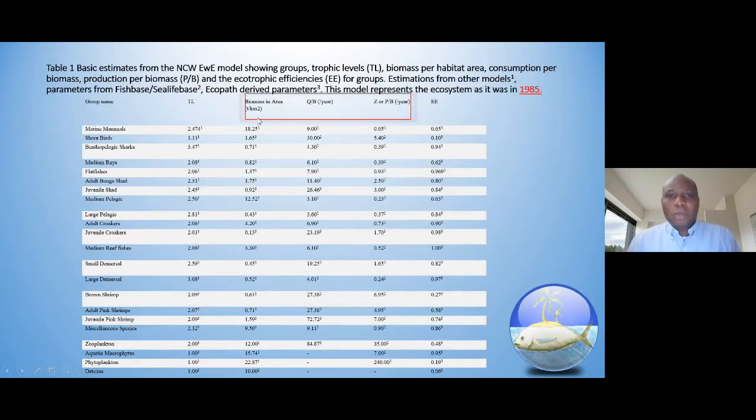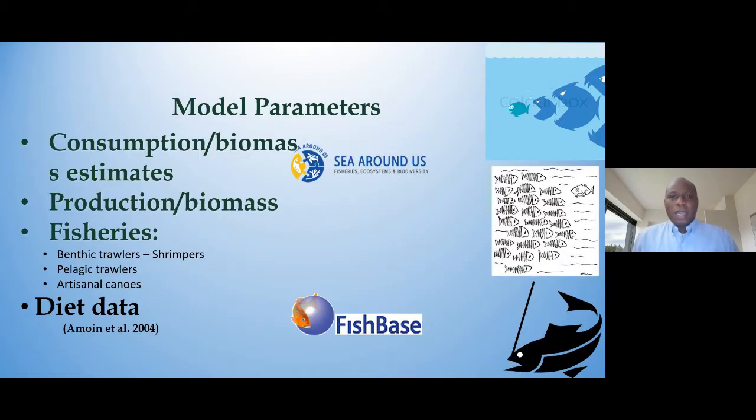And for my Ecopath model, these are the parameters. I built a model to account for 22 different groups in Nigerian coastal waters using information about biomass estimates, their consumption, and also mortality information. My data came from various sources, but the main sources of my data were the Sea Around Us website, FishBase, SeaLifeBase. Some information I got from the literature, especially fisheries and diet data.